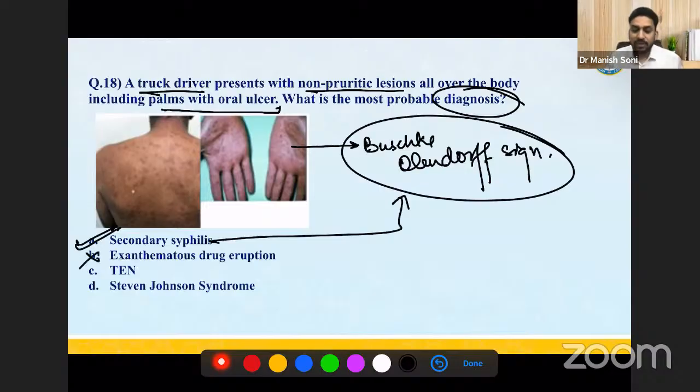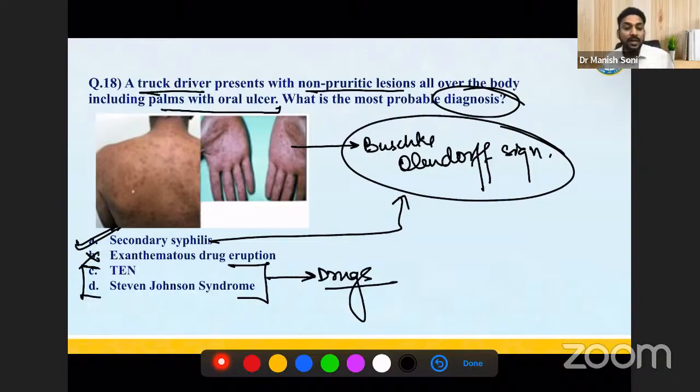This is not drug eruption. Why? Because any drug history is not mentioned. This is not TEN or Stevens-Johnson syndrome, because these are also generally associated with drugs like anti-epileptic drugs. So because no drug history is mentioned, these are not the answer. The answer is secondary syphilis, which presents with rashes over the body, including palm and sole, which can be dark in color, and when pressed, they have deep dermal tenderness. This is known as which sign? Buschke-Ollendorff sign.